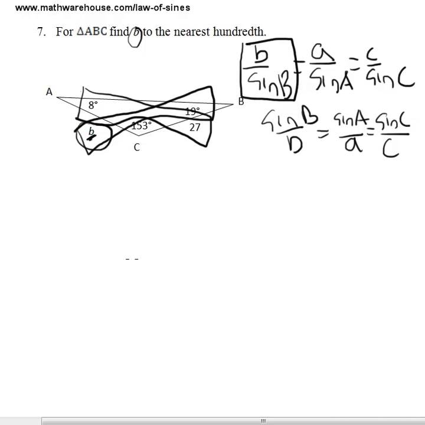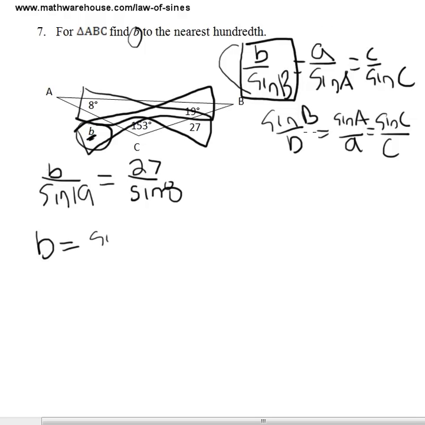Since we're solving for B, it's going to be a little easier to use the top form of the equation rather than the bottom. And you'll see why at the end of this. Let's just do it, and I'll explain why at the bottom if it's not obvious already. So B over sine of 19 equals, if we put a side on the top, we're going to need to put 27 on the top over here, the side length, over the sine of 8. Now it's very easy to find B. We just cross multiply, right? B equals sine of 19 times 27 over sine of 8.